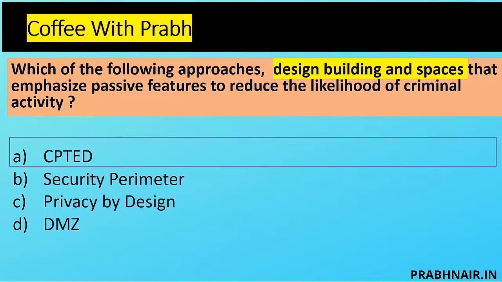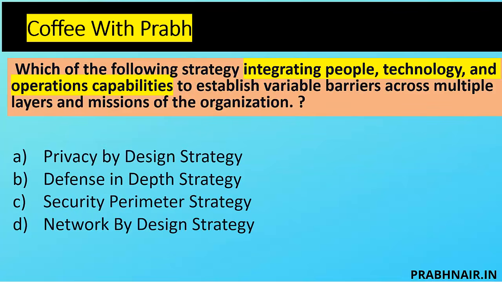Let's move to the next question. Okay, which of the following strategies integrates people, technology, and operation capability to establish viable barriers across multiple layers and the mission of the organization? Three keywords are there: viable barriers, multiple layers, integrating PPT. Privacy design is only limited to privacy aspects, so A is removed.